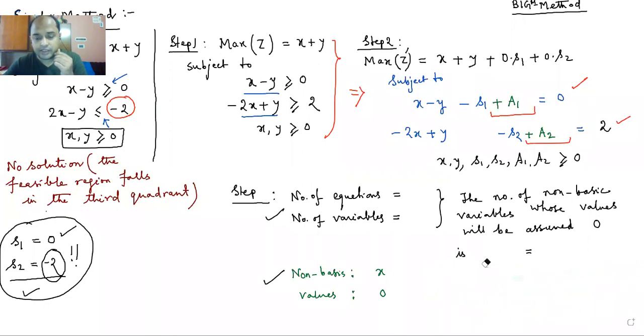This part will also change, so I'm going to make the changes over here. The number of equations now is 2. The number of variables is 6. The number of non-basic variables whose values will be determined is 6 minus 2, which is equal to 4. Four variables need to be put at 0.